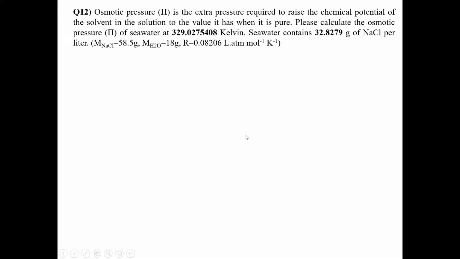Hi guys, today we are going to continue with problems and their solving. Now we start with question number 12. Osmotic pressure pi is the extra pressure required to raise the chemical potential of the solvent in this solution to the value it has when it is pure. Please calculate osmotic pressure pi of seawater at 329 Kelvin. Seawater contains 32.8 grams of sodium chloride per liter.